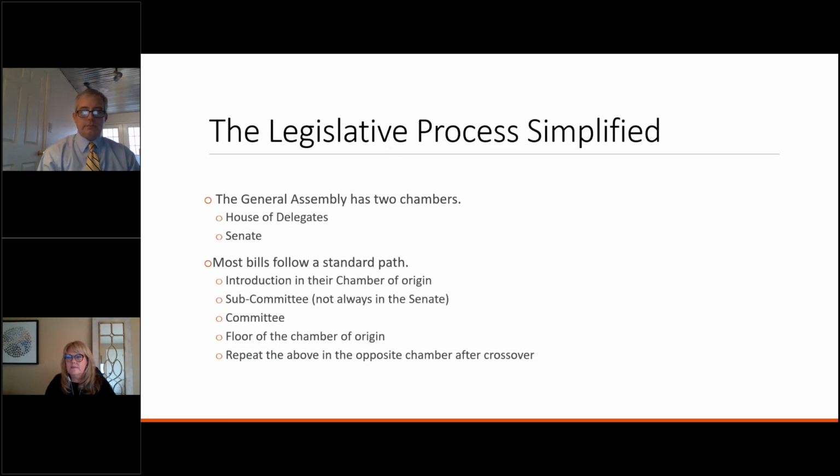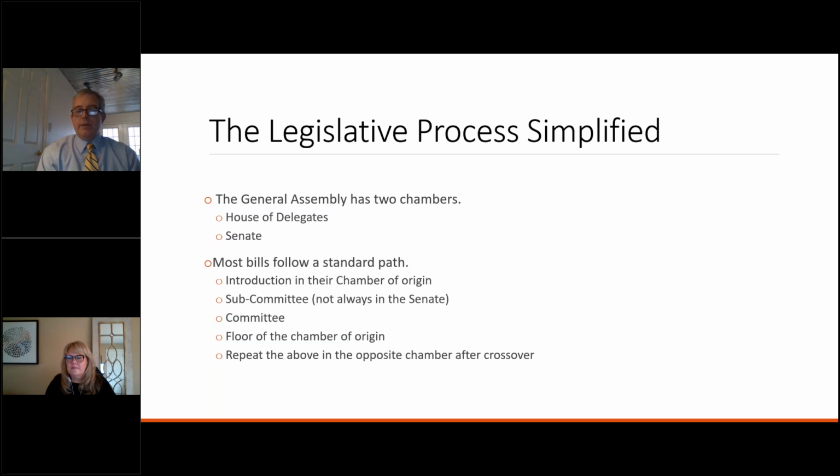Next slide, Catherine. So now we're going to get into the legislative process, and this is a very simplified path. As you know, we just talked about the two chambers of the General Assembly, the House of Delegates and the Senate, and most bills follow a pretty standard path. They're introduced in their chamber of origin. So if Delegate Hope out of Arlington wanted to introduce a bill, it would of course be heard in the House of Delegates first.